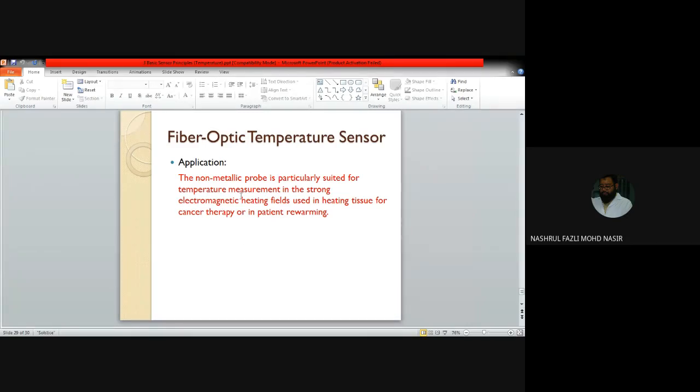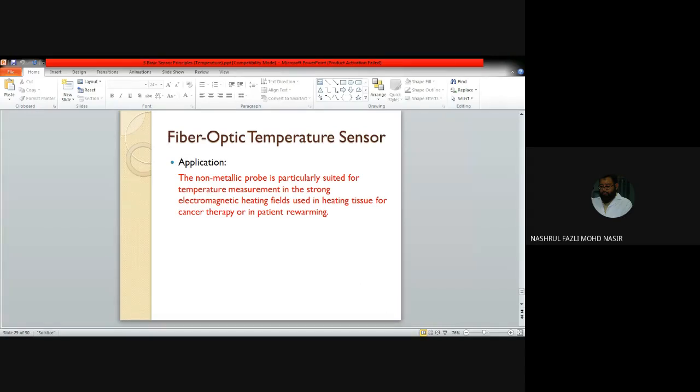Why? If there are strong electromagnetic fields, sometimes for cancer therapy, it uses high, strong electromagnetic fields. So if let's say you want to measure temperature there, you need an alternative. So this fiber optic temperature sensor will be a good alternative.